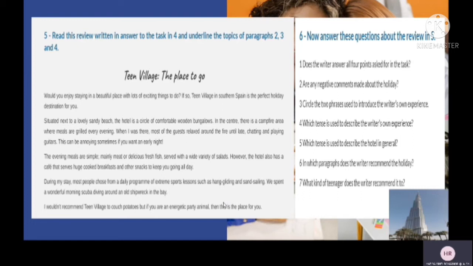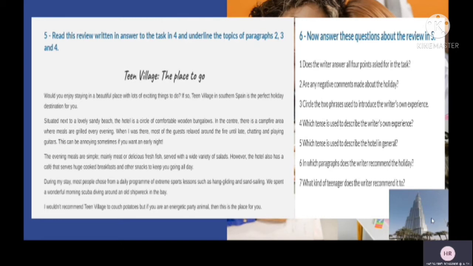The evening meals are simple, mainly meat or delicious fresh fish served with a wide range or a wide variety of salads. However, the hotel also has a cafe that serves huge cooked breakfast and other snacks to keep you going all day. During my stay, most people chose from a daily program of extreme sports lessons such as hang gliding and sand sailing. We spent a wonderful morning scuba diving around an old shipwreck in the bay. I would not recommend Teen Village to couch potatoes, but if you are an energetic party animal, then this is the right place for you.